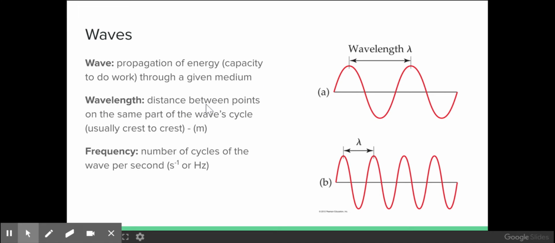Light has a wavelength, which means the distance between two successive points on the wave. Typically, we measure this from crest to crest, and this is measured in the SI units of meters. So anytime we use the speed of light equation, we always have to make sure our wavelength is in meters. The frequency of a wave is the number of cycles of the wave that occur per second. So if you have a shorter wavelength, more of these cycles are going to occur per second.